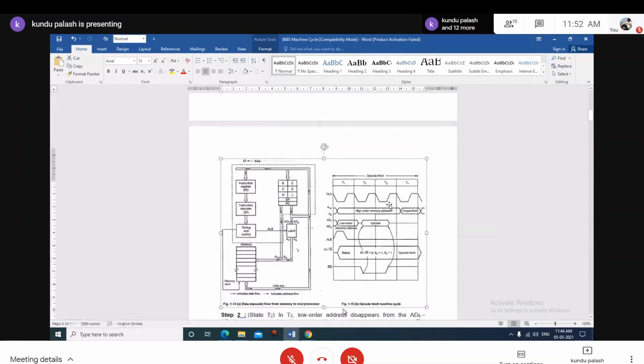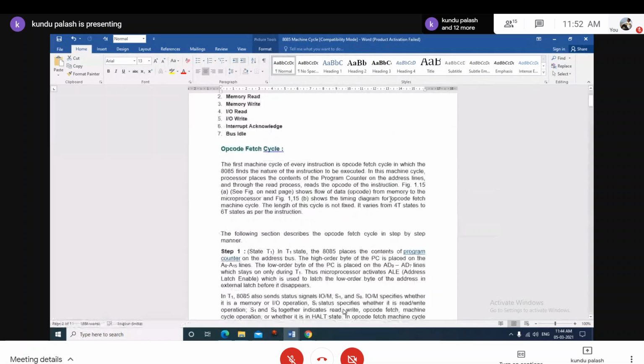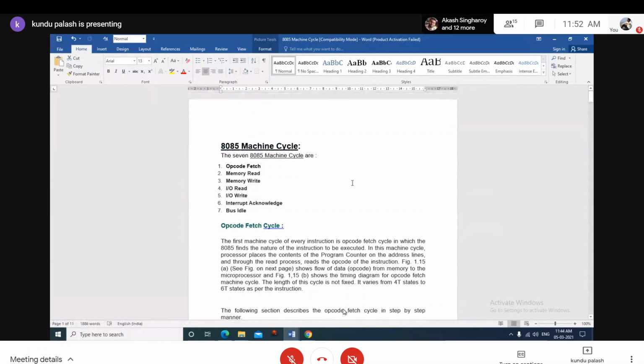So what are the classifications of these machine cycles? According to the logical transitions, the machine cycles are called opcode fetch, memory read, memory write, IO read, IO write, interrupt acknowledge, and bus idle. So 8085 has 7 types of machine cycles. Each and every instruction may be a combination of these machine cycles, not all, maybe a combination of 3 or 2 like that.